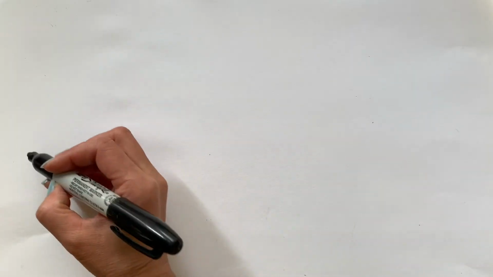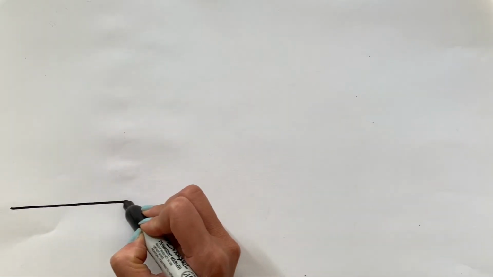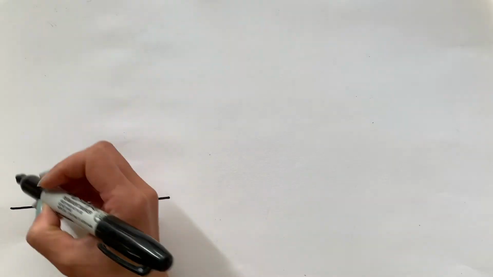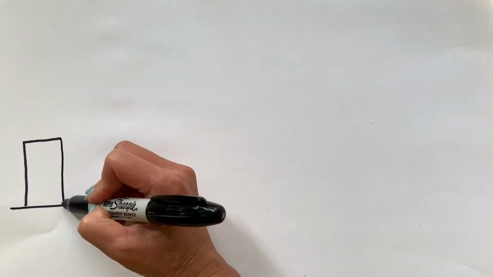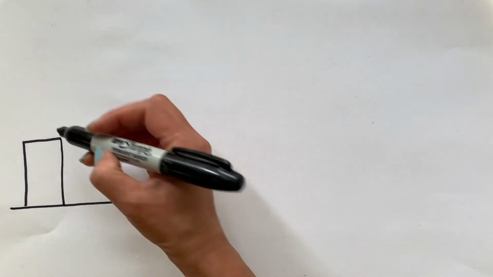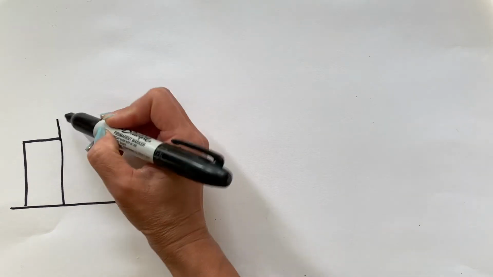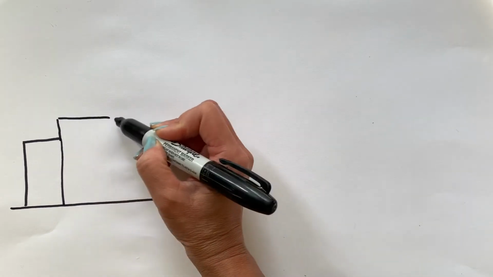We are going to start with buildings for the urban community, which include skyscrapers and tall buildings. I'm drawing a line on the bottom to represent the ground. Then you start out by drawing a rectangle. Next, I will draw a taller rectangle that is touching the first rectangle.